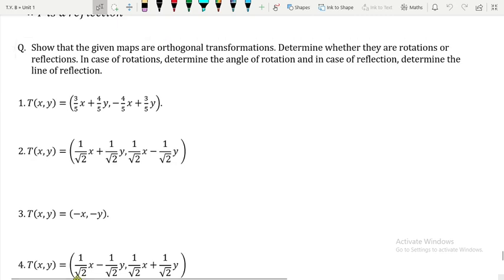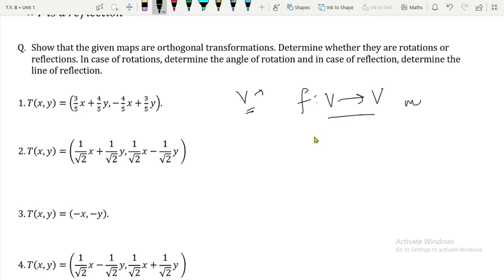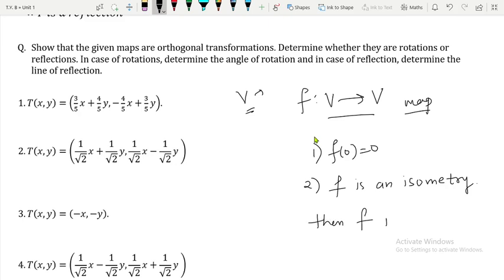So we have already shown that all these maps are orthogonal linear transformations, right? But we have used one special result in order to prove it. Do you remember which was that result? The result was: if V is a finite dimensional inner product space and f from V to V is a map satisfying two conditions, first, f of 0 is equal to 0, and second, f is an isometry, then f is an OLT.